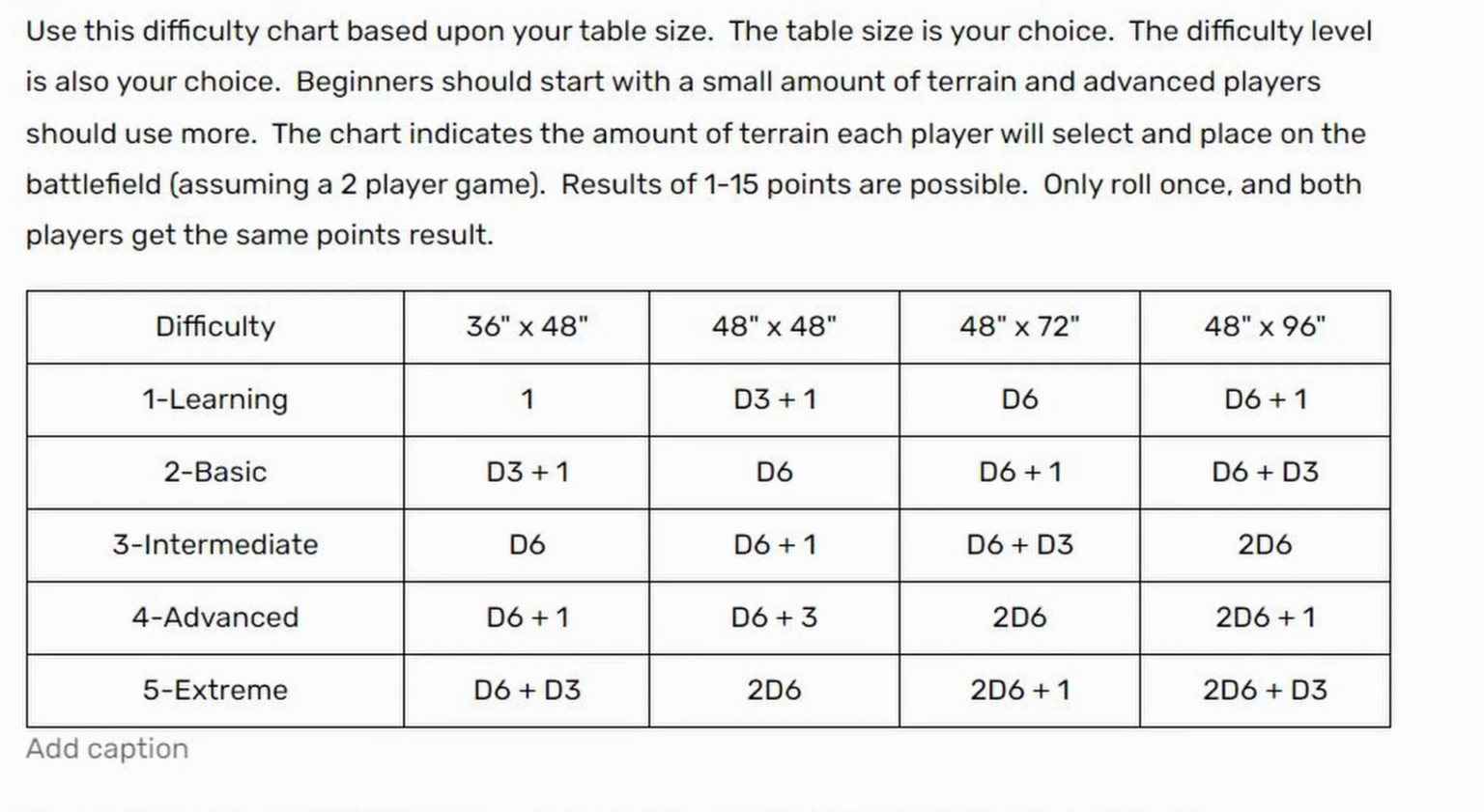So the chart has a range of table sizes across the top, and then a range of difficulties down the left side. And then for each field in the matrix, the amount of terrain is indicated, usually determined by a dice roll. So the choice of difficulty is between you and your opponent. So you simply look up your table size and then choose a difficulty level, and then roll the dice. The dice score is the amount of terrain that both players will have.